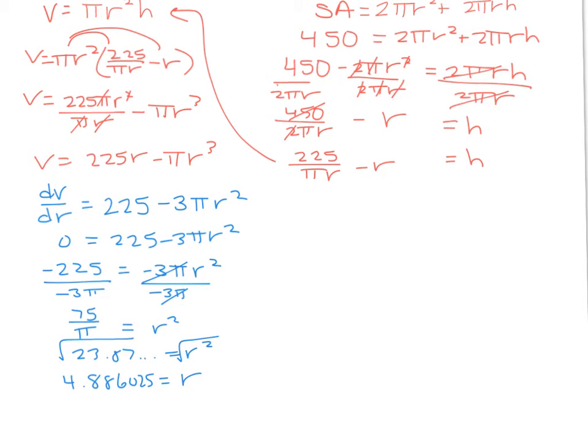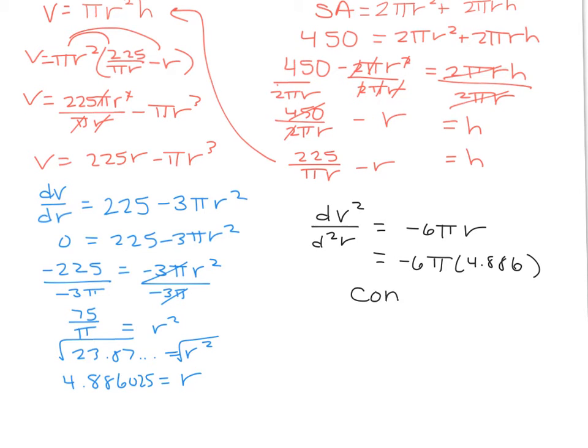So I'm going to check by doing a second derivative concavity test. The second derivative we have is going to be negative 6 pi r. And so when we plug in that 4.886 for r, that's going to give us a negative value. And if that's negative, that is concave down. So that is a maximum. So we know that the maximum volume happens when the radius is 4.88.